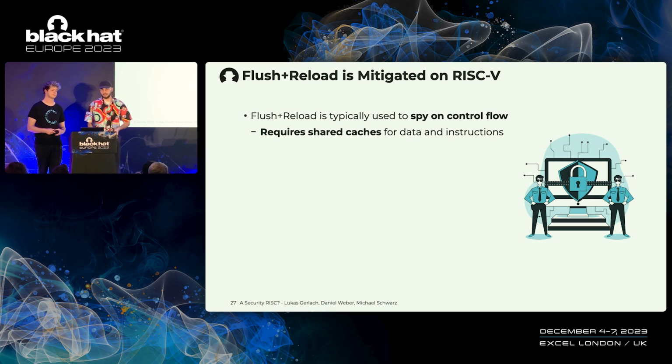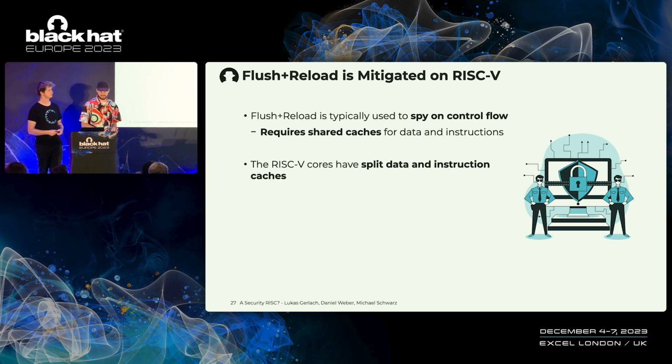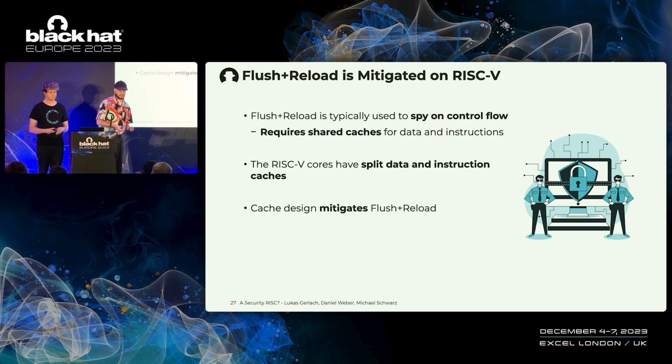And on RISC, at least on the designs that we've analyzed, we have split data and instruction caches. So there's no shared element between data and instruction, which intuitively sounds very good for security, right? You don't want to share resources overly that you don't need to share. And this means that this cache design, at least for attacks that spy on control flow, mitigates flush and reload.